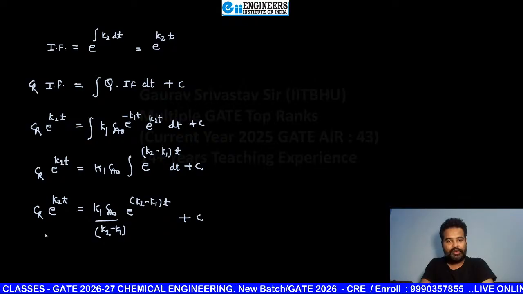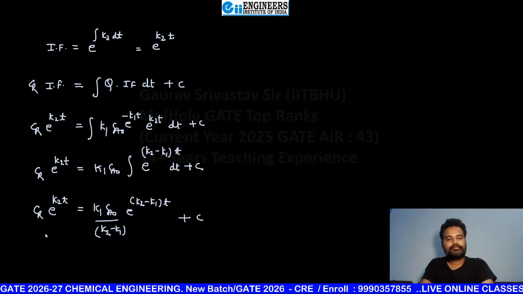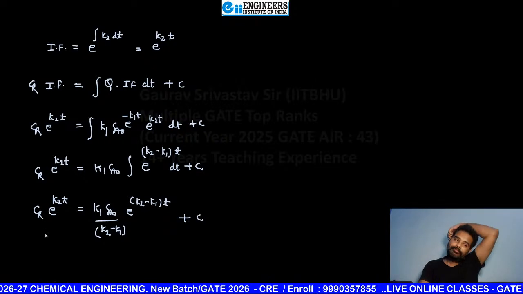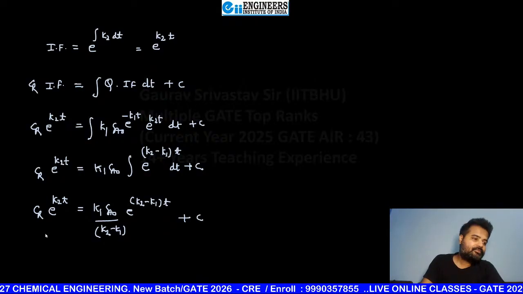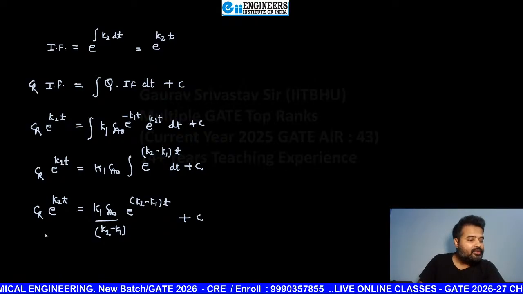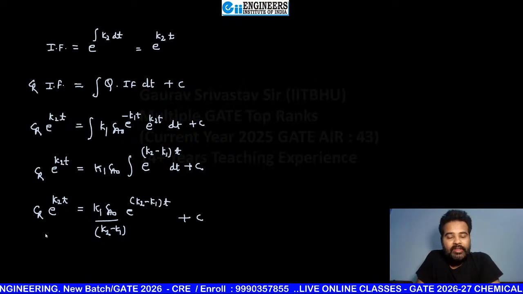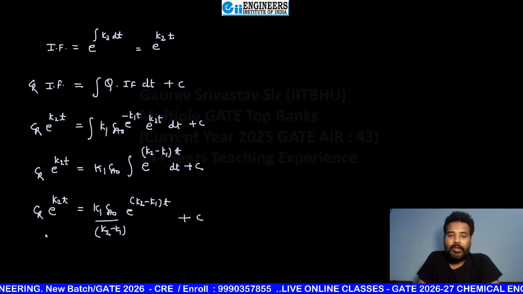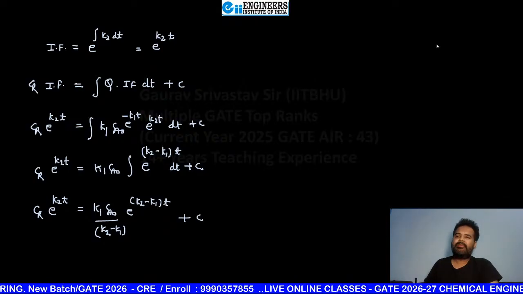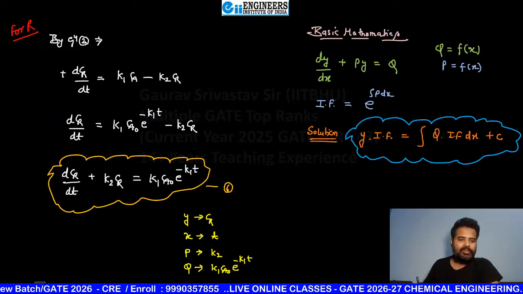CR e raised to power K2T. Tell me beta, are you also getting same to same? Same, sir. Very good. Now, the problem here is to obtain the value of this constant c. So we need one boundary condition and very very easy boundary condition here. Can you tell me बेटा boundary condition? Boundary condition बता सकते हो क्या?